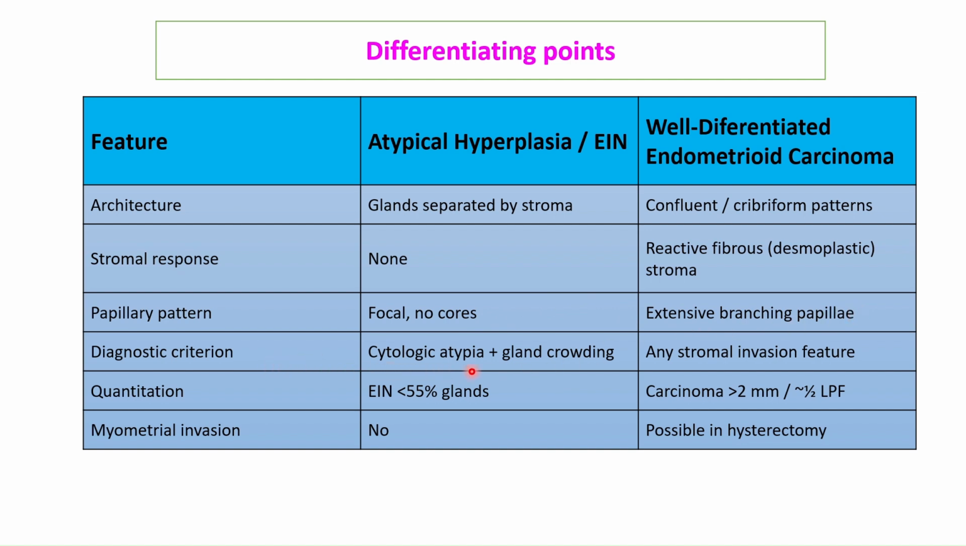Diagnostic criterion like cytological atypia plus gland crowding. Here any stromal invasion feature must be there. Quantitation, EIN having less than 50% of glands involved. Here we have to see low power field, where half of the low power field must be showing this invasion or carcinomatous feature, means there is more than 2 mm of area, and myometrial invasion is not seen but possible in hysterectomy specimen.